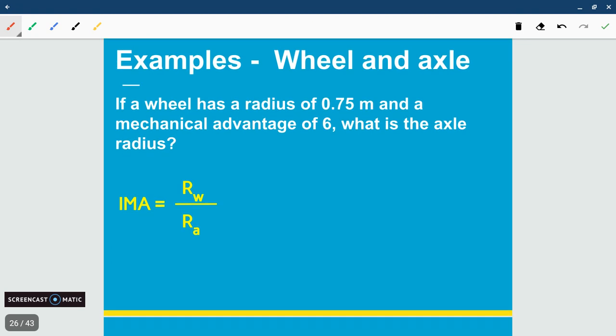In this example, a wheel has a radius of 0.75 meters, and a mechanical advantage, IMA, of 6. What is the axle radius? And again, if I like the triangle: radius of the wheel, IMA, radius of the axle. You can either use the triangle or rearrange the formula. In this case, all I'm doing is covering up the radius of the axle. The radius of the axle would be the radius of the wheel divided by the IMA.